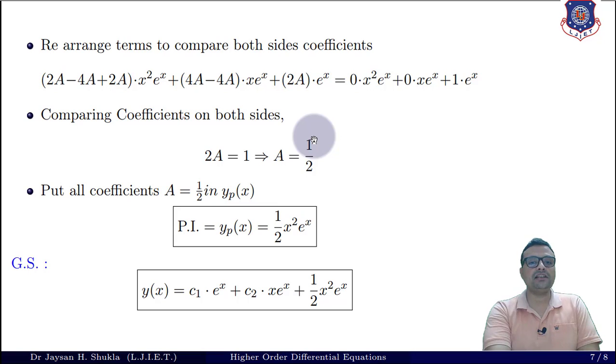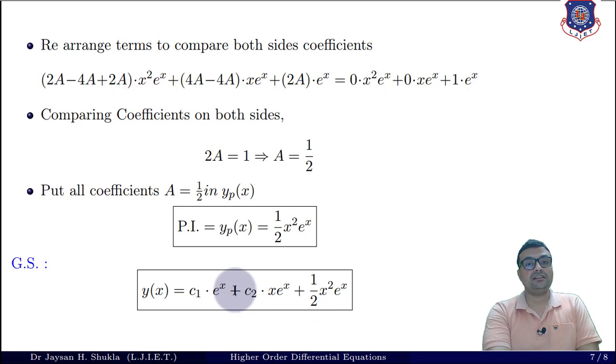Now considering this value of a into yp will give me answer 1 by 2 x squared e raised to x. Now let me take this yp with complementary function, that will give me the final answer. Now, in my last video, I also told you that you should always cross-check whether your general solution is correct or not, and how we can identify that thing. See, the elements of yc, they are e raised to x and x e raised to x.